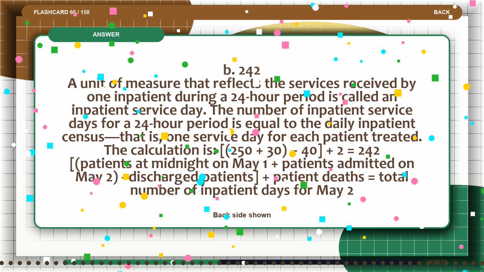The answer is B. 242. A unit of measure that reflects the services received by one inpatient during a 24-hour period is called an inpatient service day. The number of inpatient service days for a 24-hour period is equal to the daily inpatient census, that is, 1 service day for each patient treated. The calculation is 250 plus 30 minus 40 plus 2 equals 242: patients at midnight on May 1 plus patients admitted on May 2 minus discharged patients plus patient deaths equals total number of inpatient days for May 2.